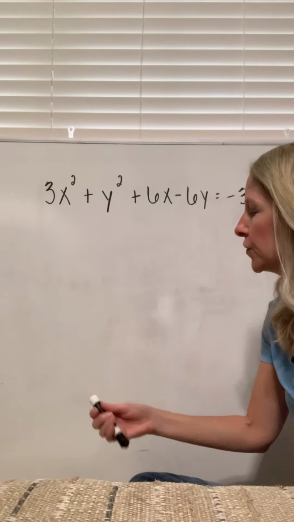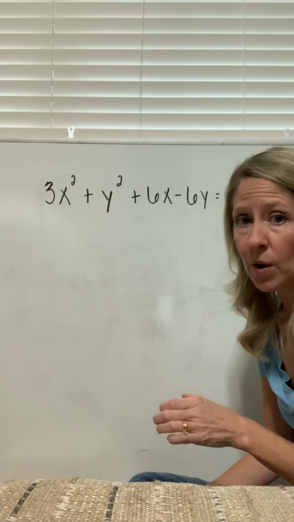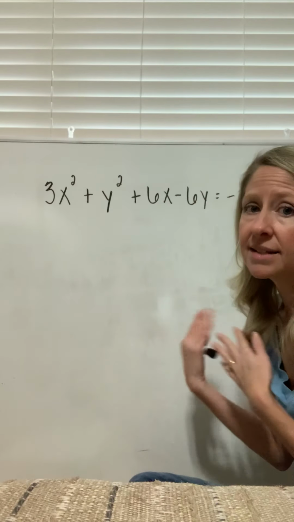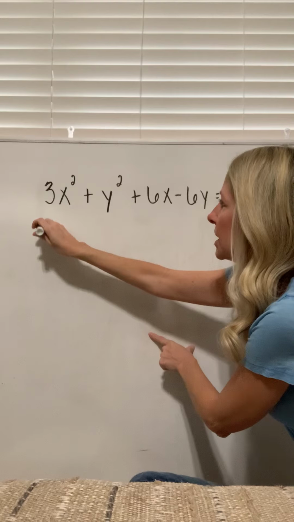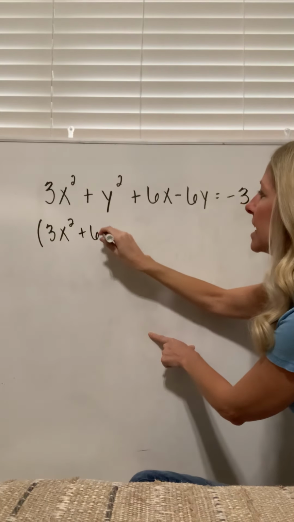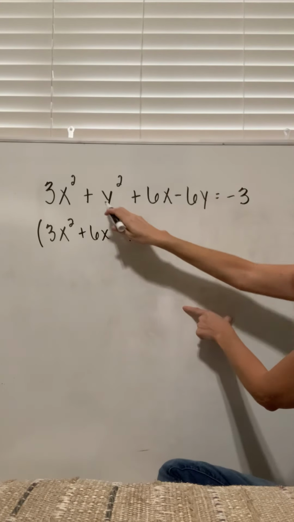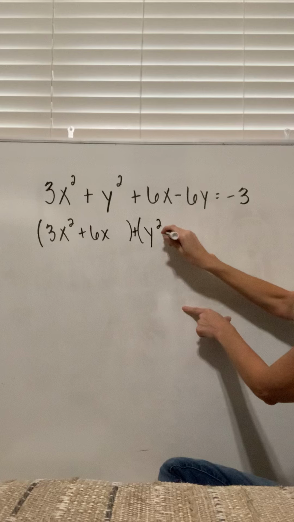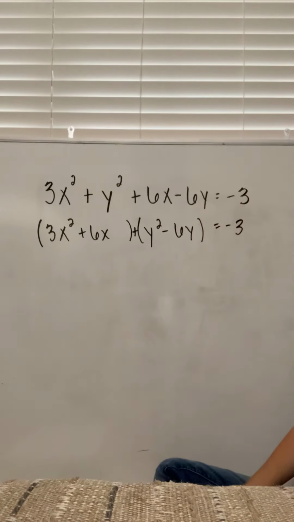So what we're going to do first is you're going to group together your x terms and you're going to group together your y terms and put any constants on the other side. So what we would do here is we would group together the 3x squared plus 6x, and then we're going to group together with a plus sign in the middle because it's positive, the y squared minus 6y term, and leave the -3 on the right side.